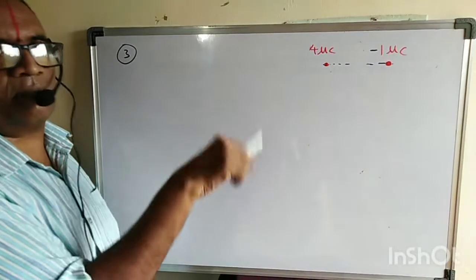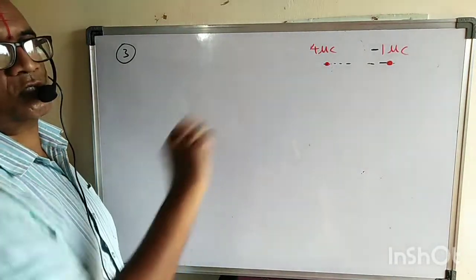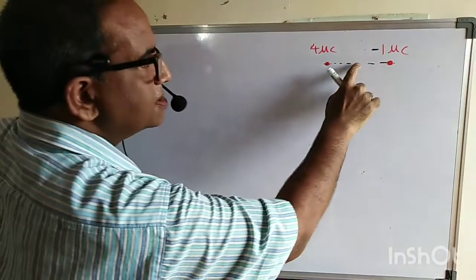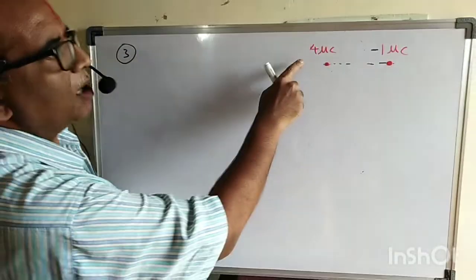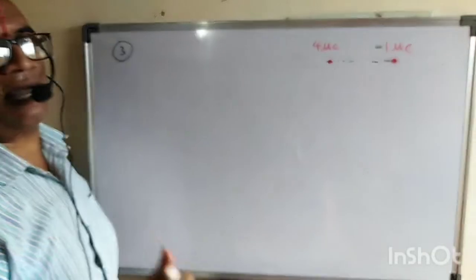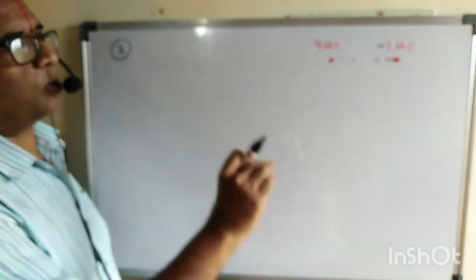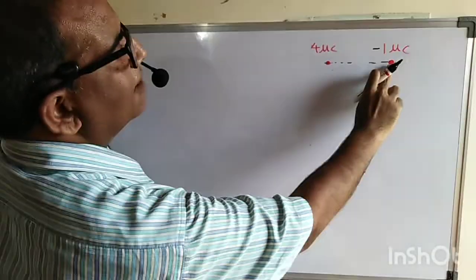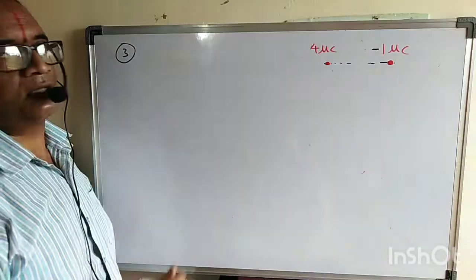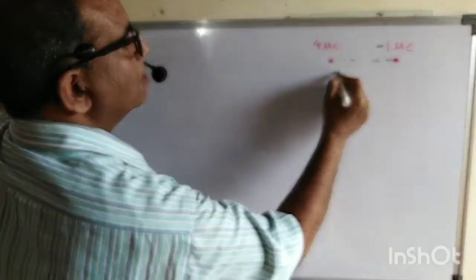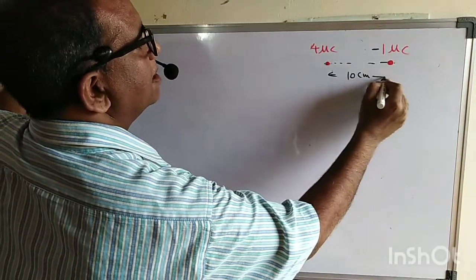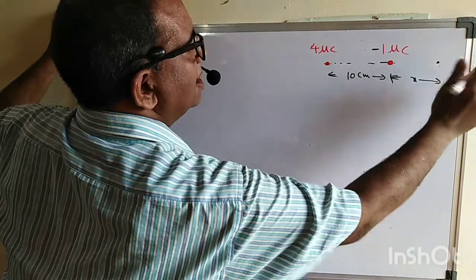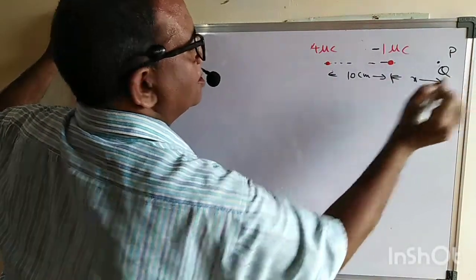In the second problem, when both are positive or both are negative, the equilibrium point will stay inside. Now one is positive and the other is negative, so the equilibrium point will be outside, not between these two, but away from the 1 microcoulomb. That is the question here. The distance given is 10 centimeter, and at a point at a distance x on the same horizontal line, this is a point B, you place a charge Q.